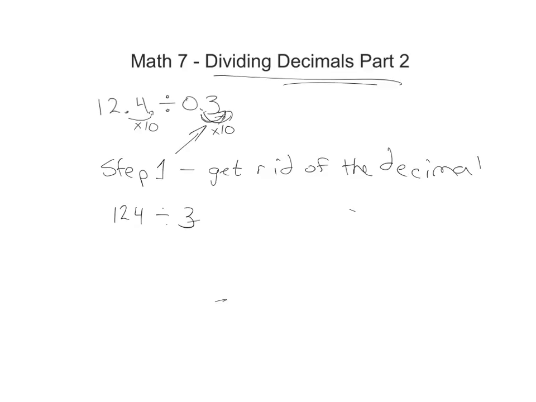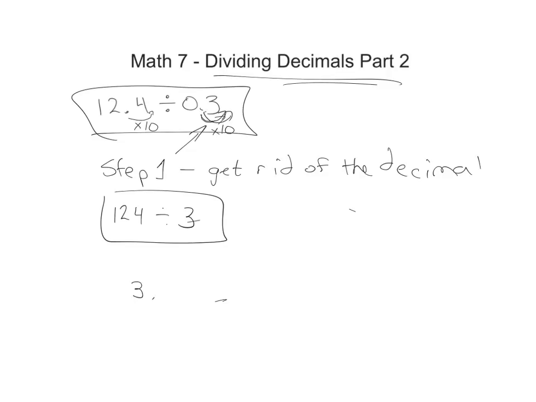So here's the cool thing. 12.4 divided by 0.3 gives me the same answer as 124 divided by 3. So now I'm doing the exact same thing that you've been able to do since like grade 5 and 6 when you were learning long division. So how do we tackle this?